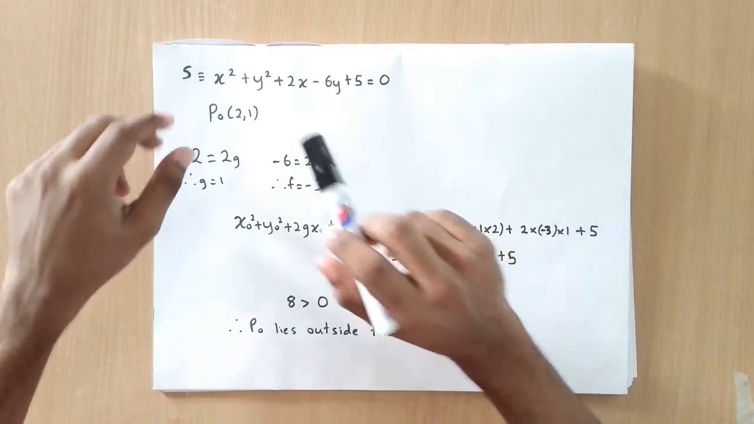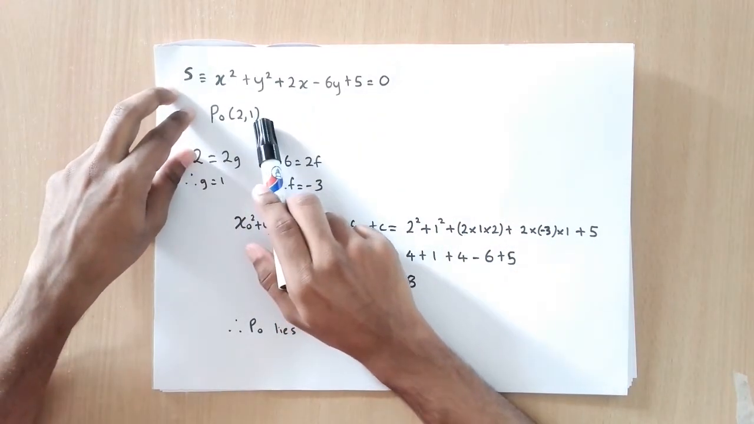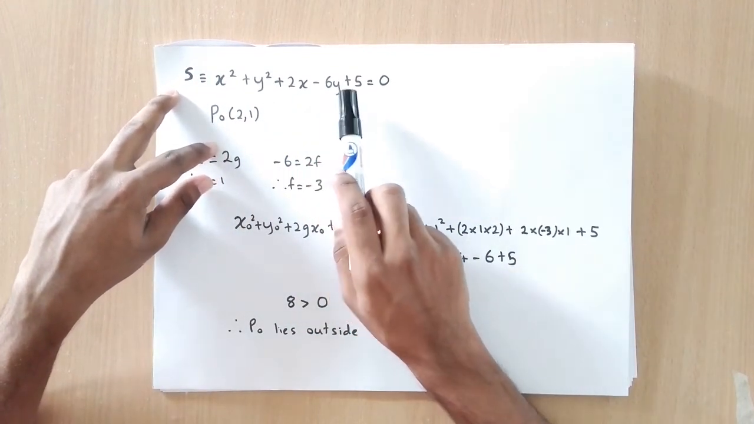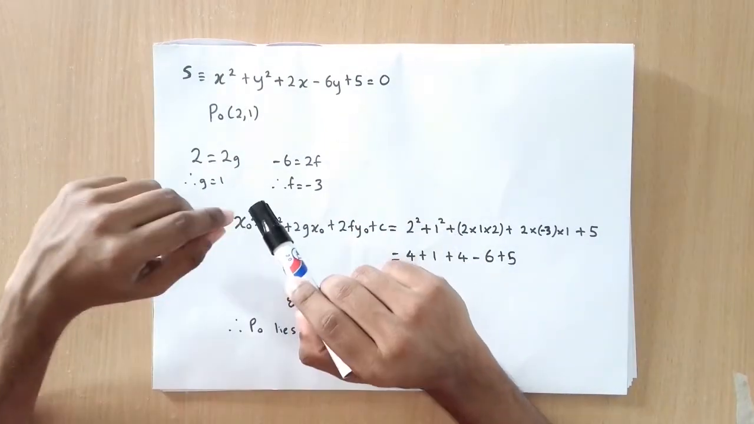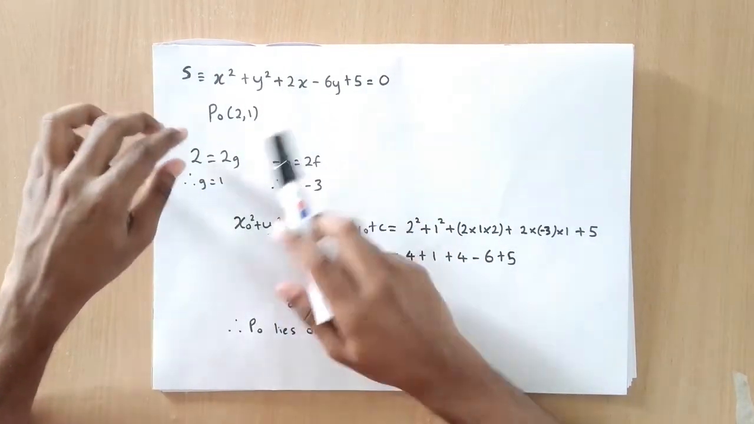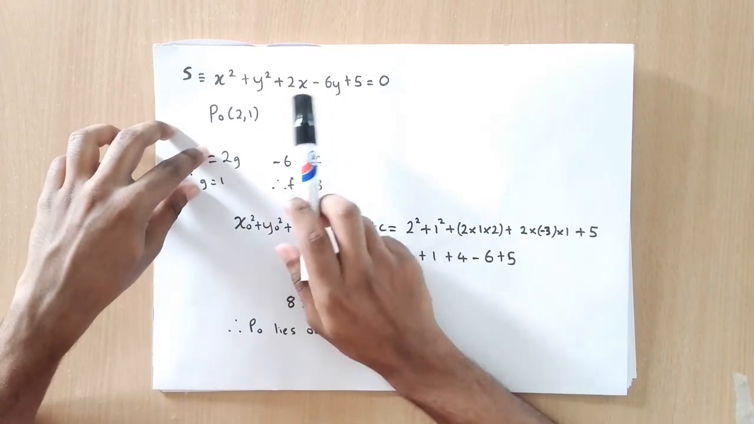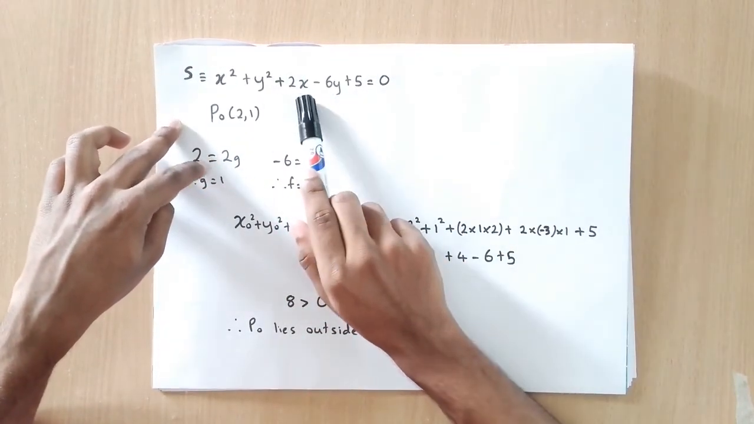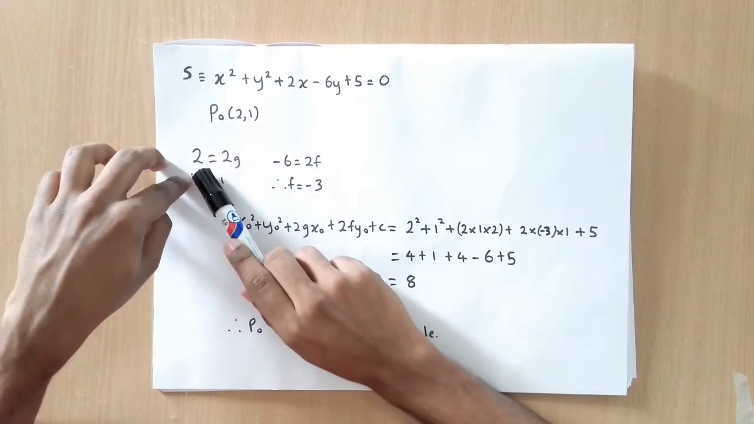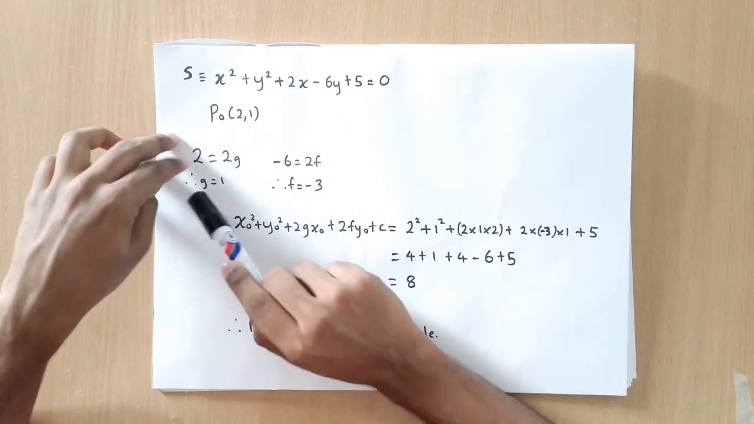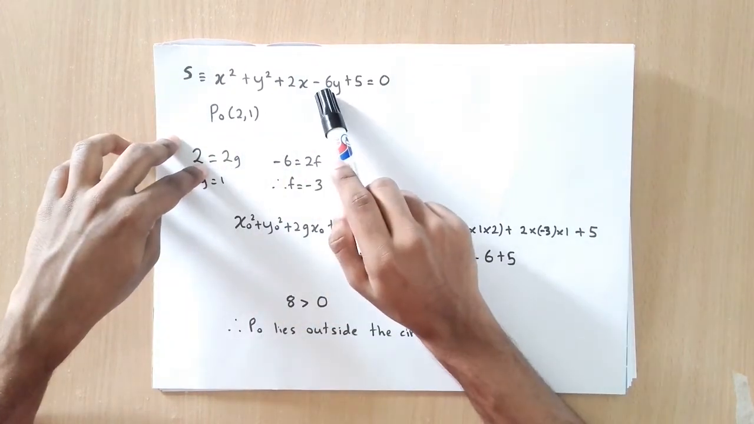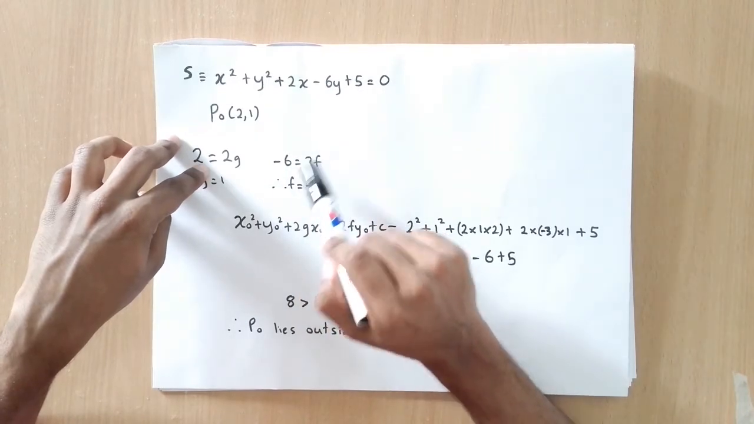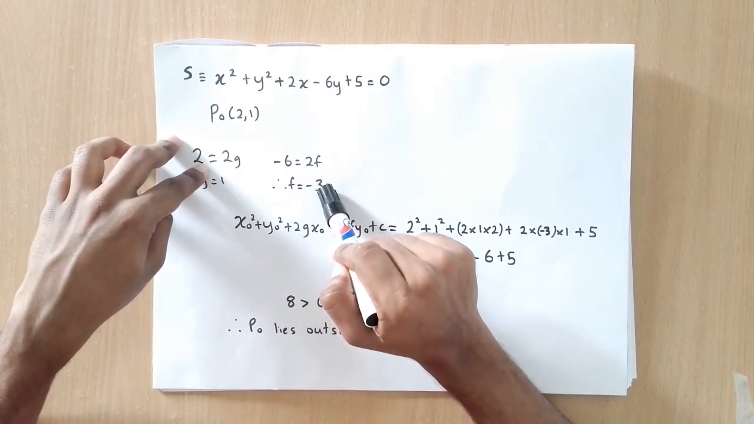Here we have to determine the position of the point P naught (2, 1) relative to the circle x squared plus y squared plus 2x minus 6y plus 5 equals 0 using the length of its tangent. First, we need to find the value of g and f of this circle. So from this equation, we can see that the coefficient of x is equal to 2. So 2 is equal to 2g. Therefore, g is equal to 1. And the coefficient of y is equal to minus 6. So minus 6 equals 2f. Therefore, f is equal to minus 3.